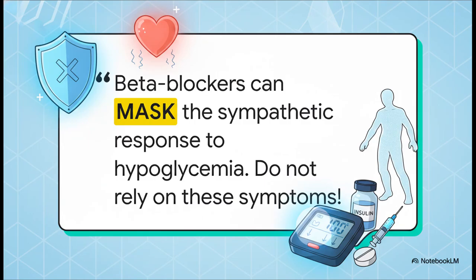This is a pro tip, a classic NCLEX safety question that you have got to know. Beta blockers, which are super common for high blood pressure, work by blocking that fight or flight response. That means they can completely hide the early warning signs of hypoglycemia, like a racing heart or shakiness. So your patient might not feel their blood sugar dropping. That's why you have to teach them. You cannot rely on how you feel. You have to check your blood sugar.